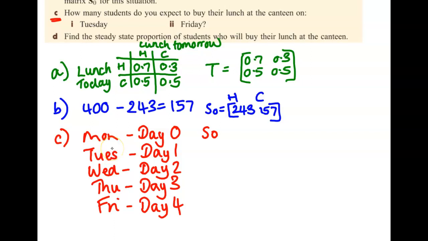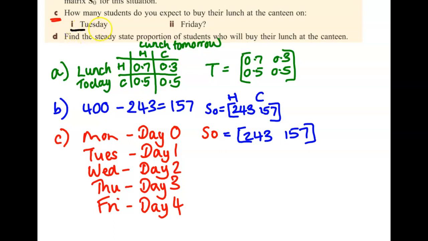So we know that day 0 is our S0. So if we go here, we know that our S0 is 243 and 157. On the first day, day 0, so Monday, we've got 243 students who have lunch at home, and we have 157 students who will be getting lunch from the canteen.